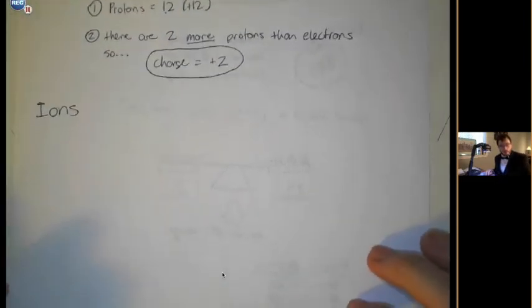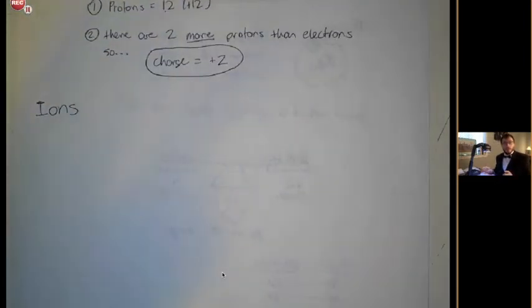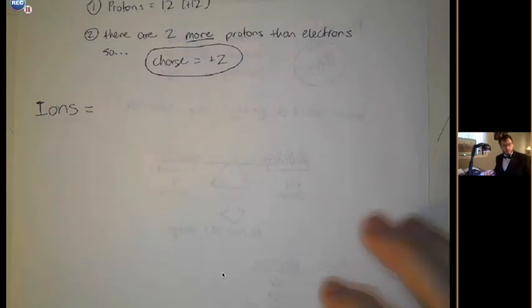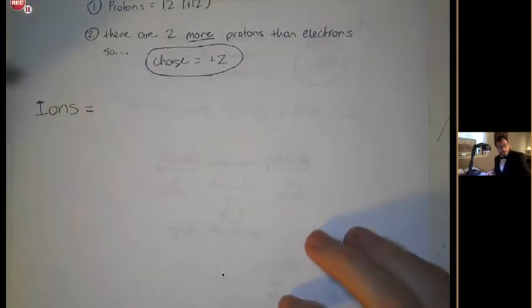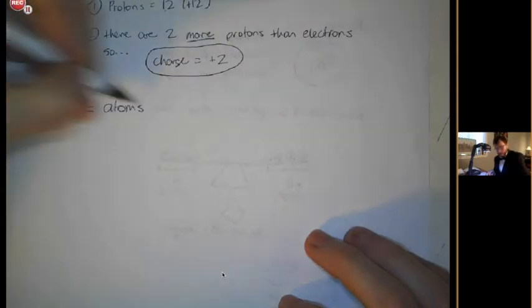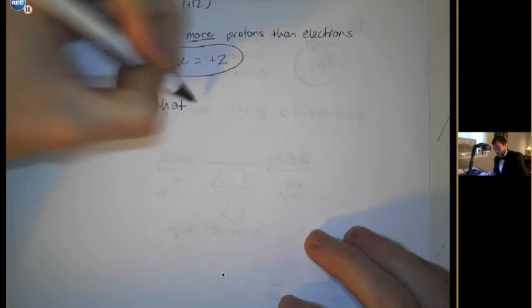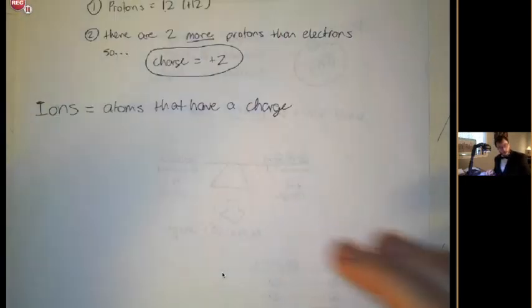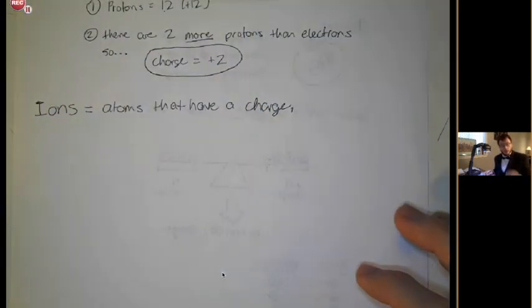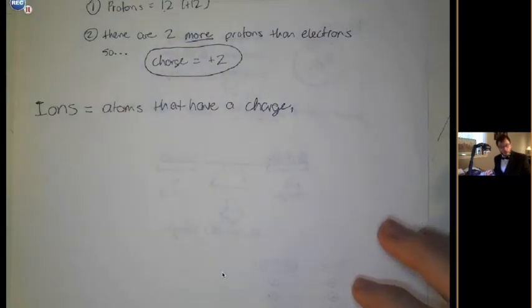This is a very important point, and this is something you'll want to write down. This is probably the biggest idea of the lecture today. The big idea here is an ion, or ions, are atoms that have a charge. Now, why, Mr. Quering, do they have a charge? What makes them have a charge? What we just laid out here is that they have an unequal number of protons and electrons.